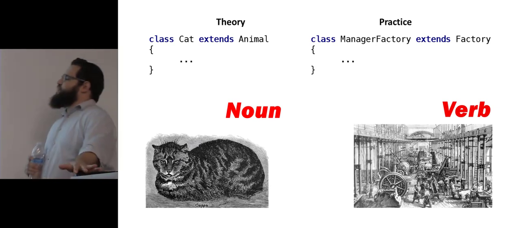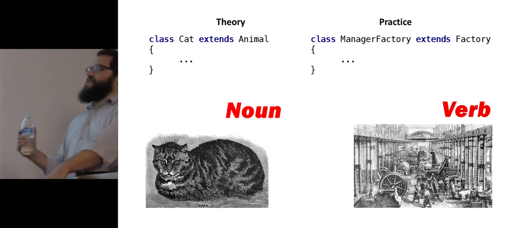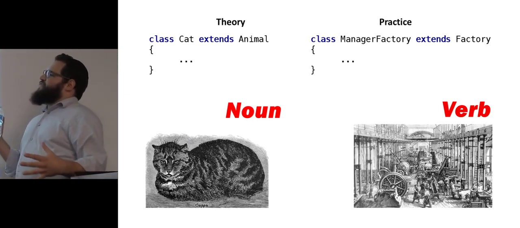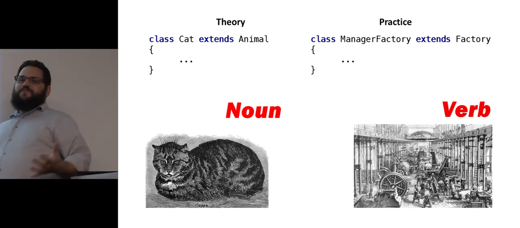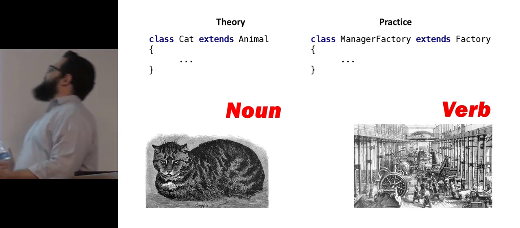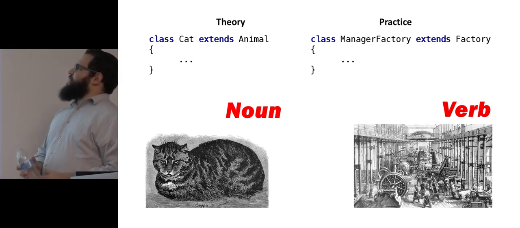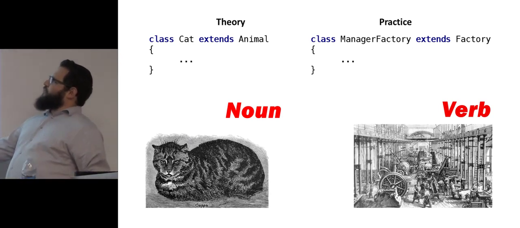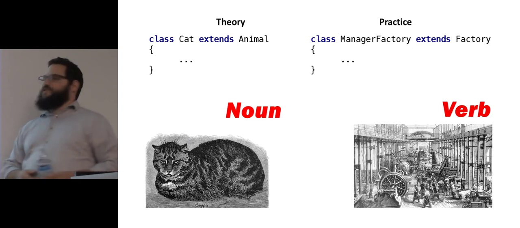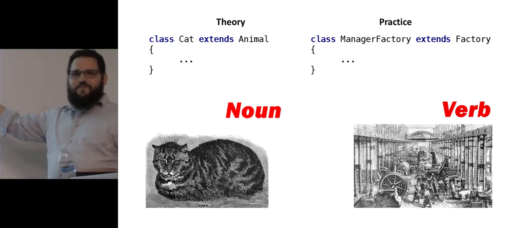So the idea is that he had this great presentation where essentially he talks about OOP and the nature of OOP. And the idea is that we learn about OOP from these nice little things that have nice analogs to real life, you know, cat extends animal, etc. And then what ends up happening is that we have the real world with manager factories and the like, but this is a verb. These things are verbs, right?